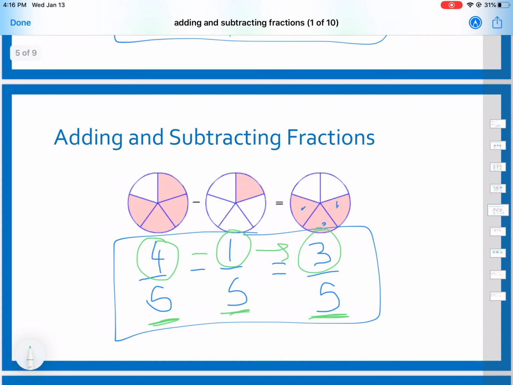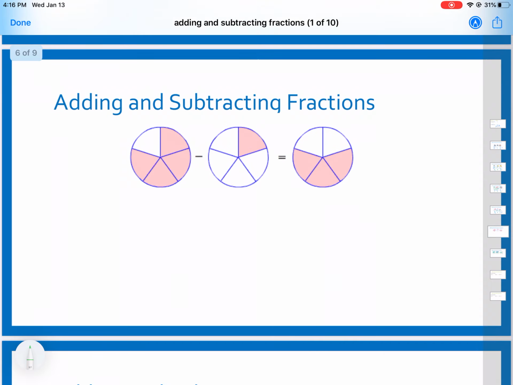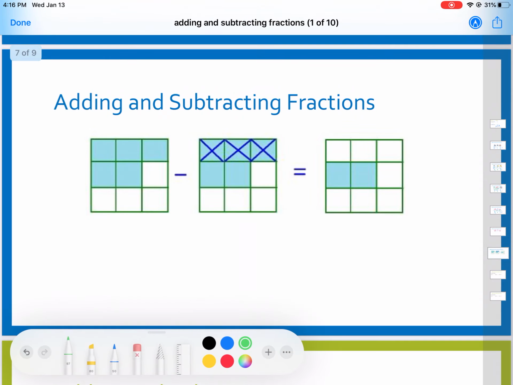Oh, that's the same one, isn't it? Yep, exactly the same. Right, ignore that one. On to the next one.